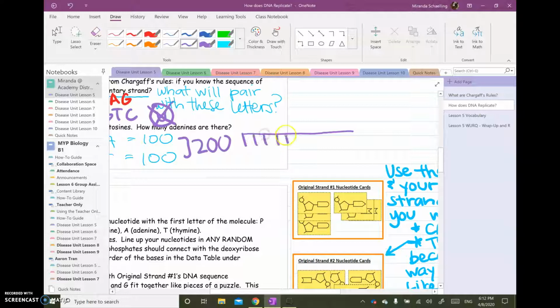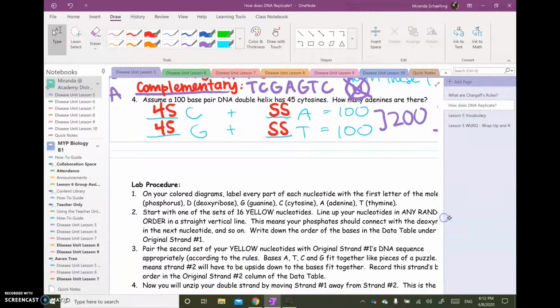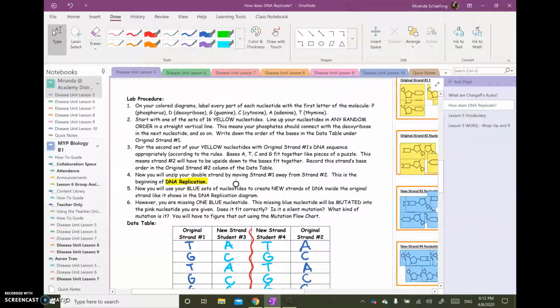Let's say we have one side of 10, and another side of 10, which makes it 20 total, but only 10 on each side. So we know that these two have to be equal, and these two have to be equal, and altogether we can add up to 100 on each side.